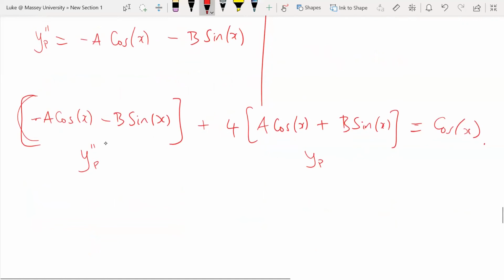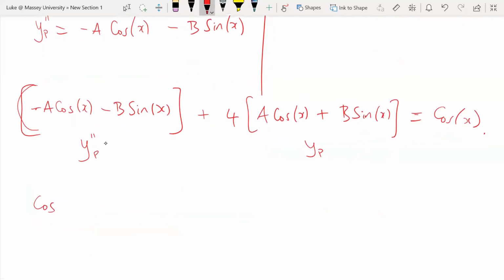So what we're going to do is match terms. We're going to match the cosine of x terms and the sine of x terms on both sides of the equation. On the left-hand side, for the cosine terms, we have a negative a term and a 4 times a, and on the right-hand side, we just have 1. So I can write down an equation that says negative a plus 4a equals 1. That's pretty easy to see: a is equal to 1/3.